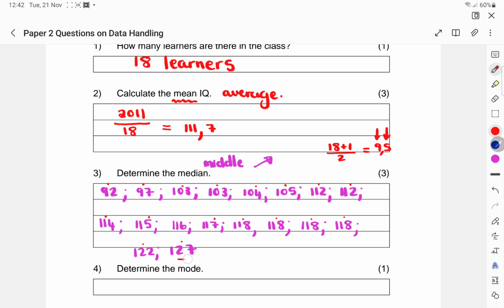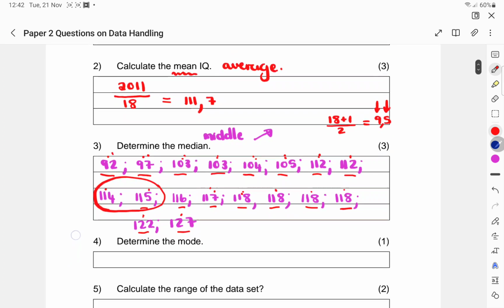Otherwise, you can just count 1, 2, 3, 4, 5 from the front and 1, 2, 3, 4, 5 from the back, another 2, another 2, and then where you get to the middle, those are the ones in the middle. Now you can just double check that there's an even number on both sides. So 1, 2, 3, 4, 5, 6, 7, 8, and 1, 2, 3, 4, 5, 6, 7, 8. So these are my 2 ones in the middle.